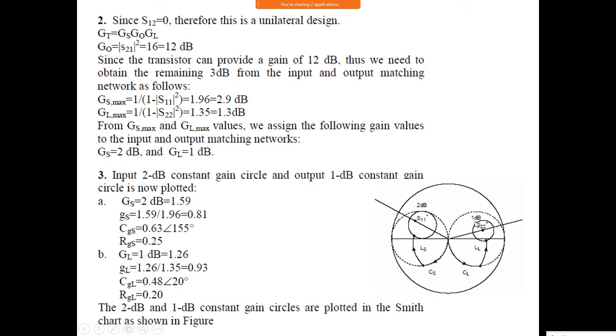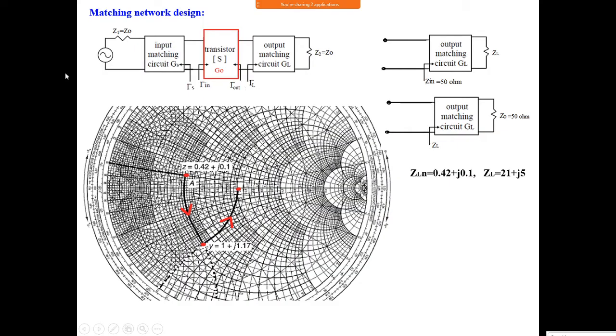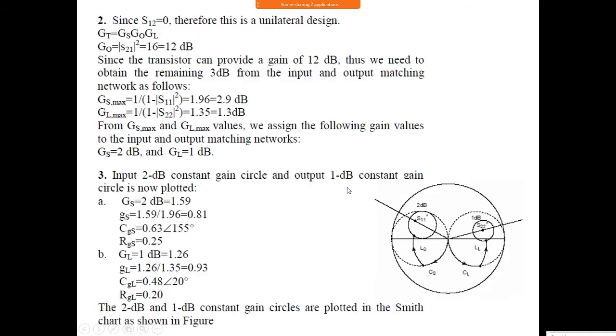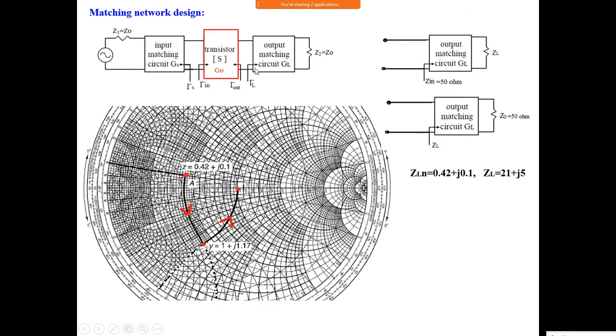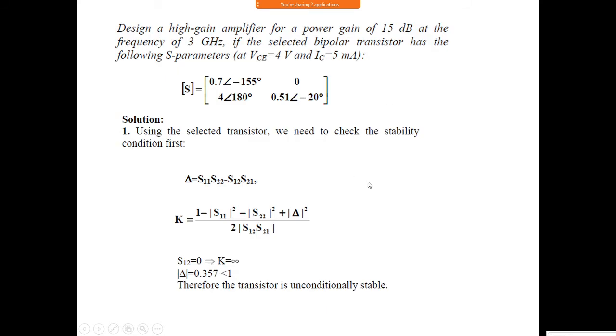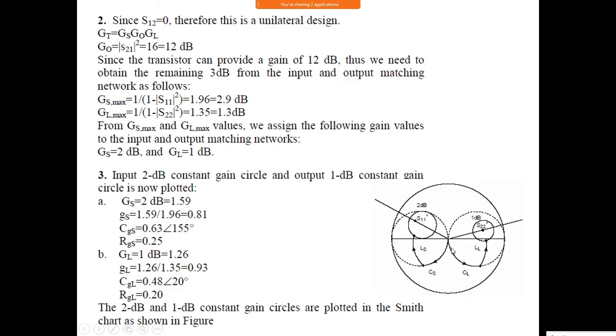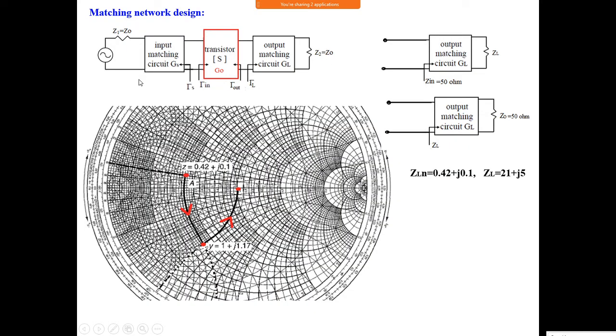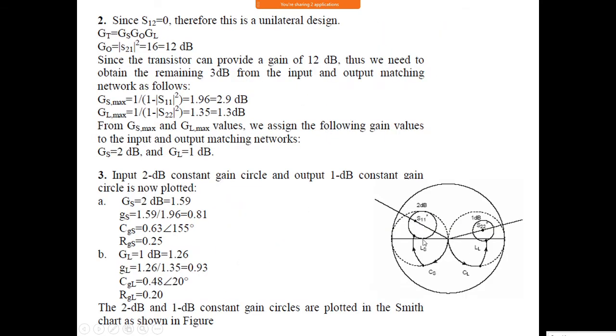So there are two circles they have drawn here. One is the input gain circle GS. To get a GS value, you have to take an input impedance looking in this direction, any one value over this. Similarly for GL, whatever ZL we want, you should take over this circle. Then we will get 2 dB here and 1 dB here. So that is the way of drawing constant input and constant output gain circles. Are you audible?